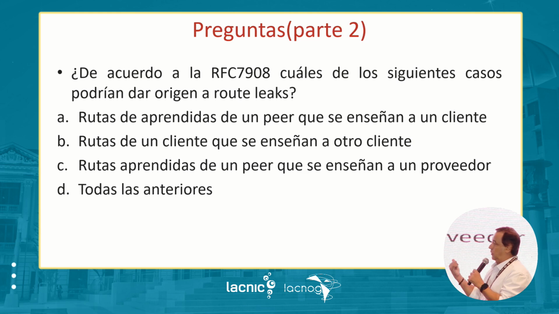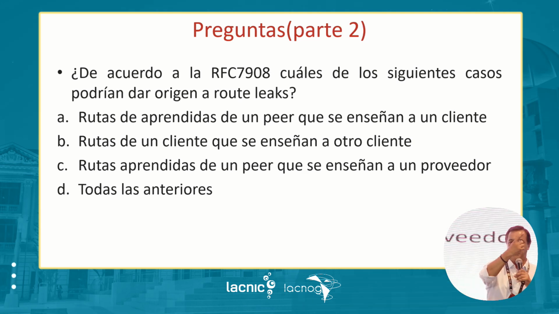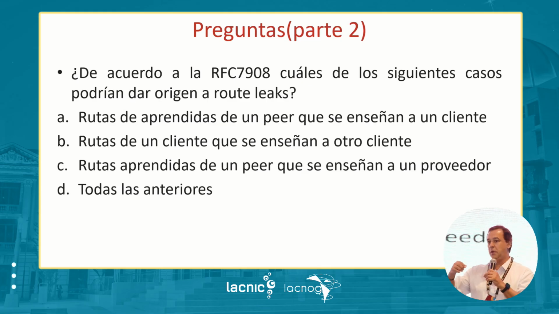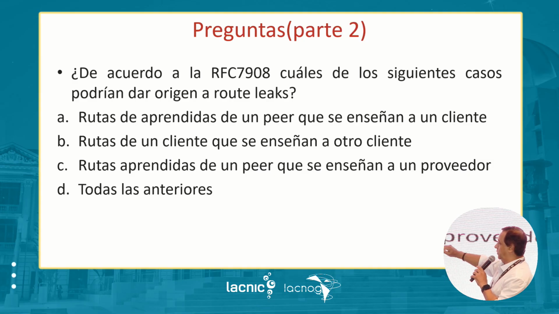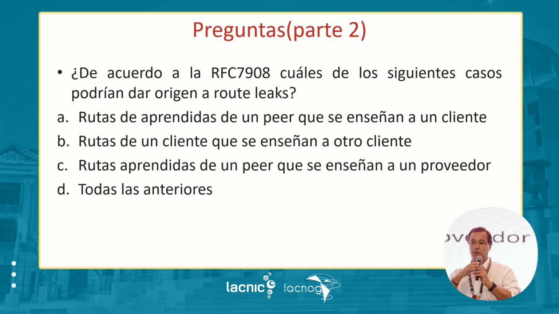The third one, yes, this is one of the cases that we discussed. If we learn from a peer, we don't need to send it to a higher provider, because in that case I would have a transit loop that I shouldn't, or it's not necessary. So the one that could lead to a route leak is this. Peers that show it to providers.